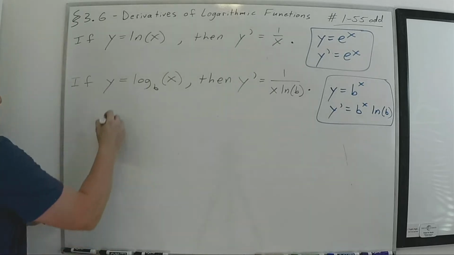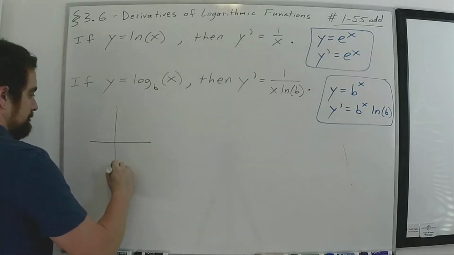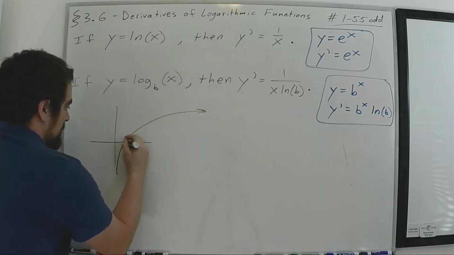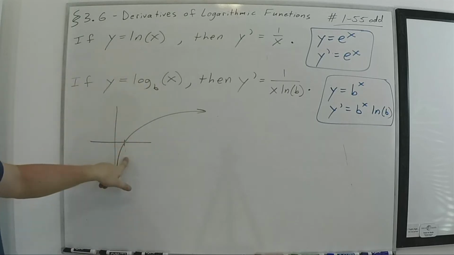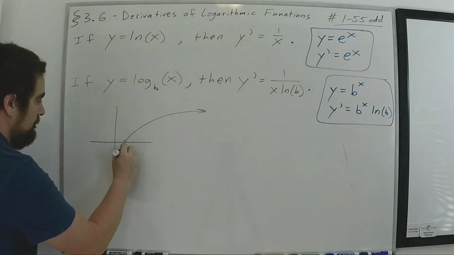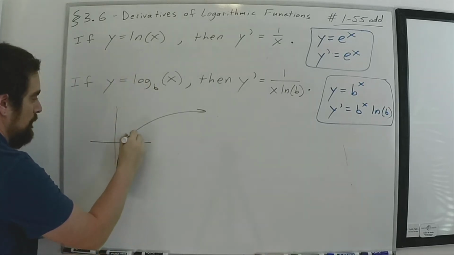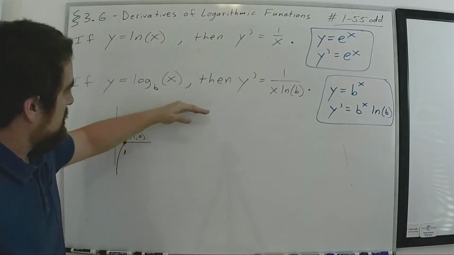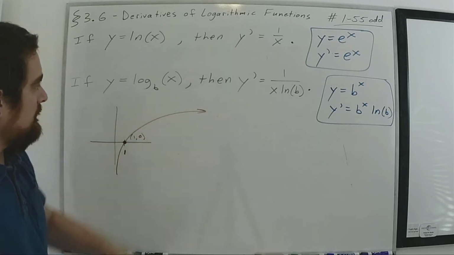And when you encounter the logarithmic function, it looks like this, and it always crosses when x is 1. No matter what the base is, log of 1 is always 0. And so it gives you that point (1, 0) every time. But it grows at different rates depending on what the base is.